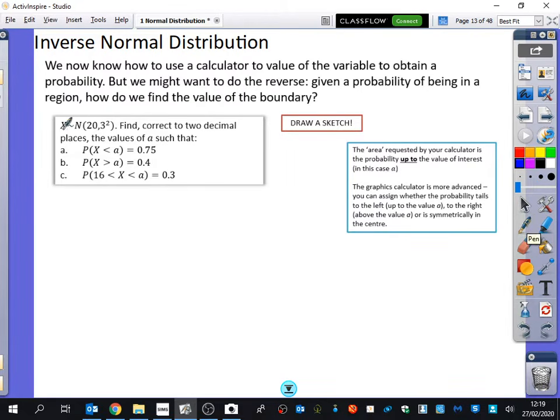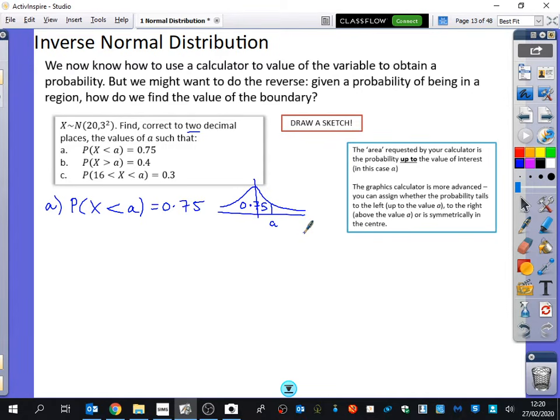So first of all, this variable is normally distributed, mean of 20, standard deviation of 3, and we want to find to 2 decimal places the value of A such that the probability that the variable is less than A is 0.75. It's really important that you draw a sketch for this, and I'm going to tell you why. So there's the sketch, not very well drawn, but A is going to be on this side, over here, and I know that this area is going to be 0.75.